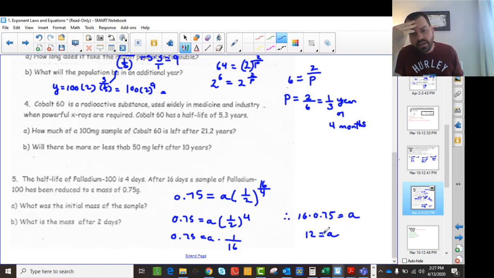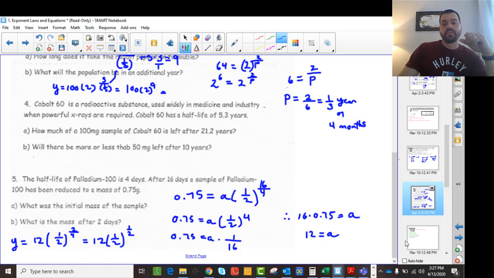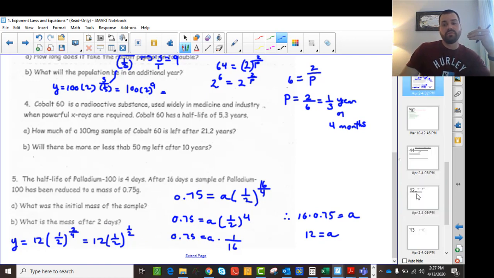And then it says, what's the mass after 2 days? So again, you would go y equals, but then 12 is my initial amount. I have 1/2 to the power of 2 over 4. Okay, and then again, you get 12 times 1/2 to the 1/2, and then you would just have to solve that on your calculator. So that's the idea behind exponential growth and decay kind of questions, okay?